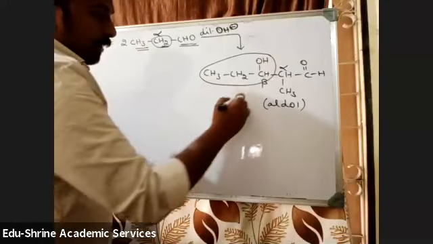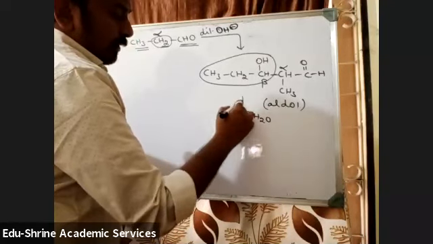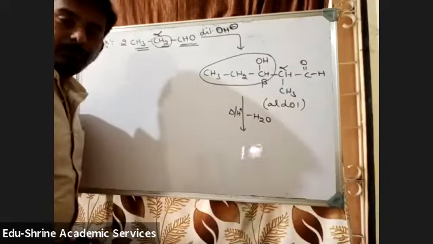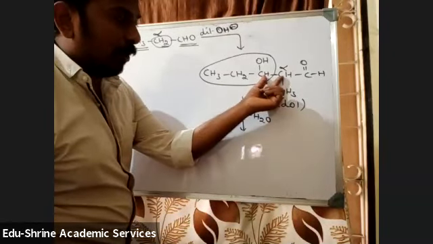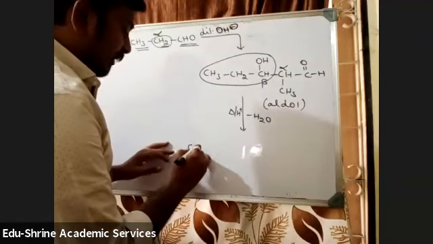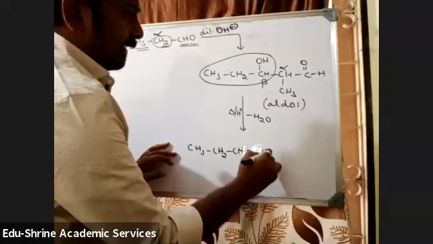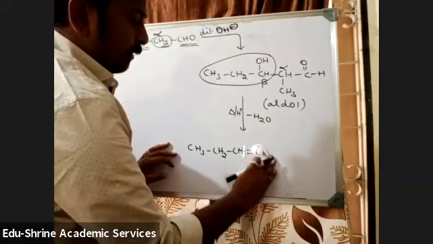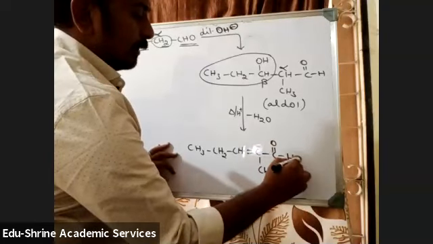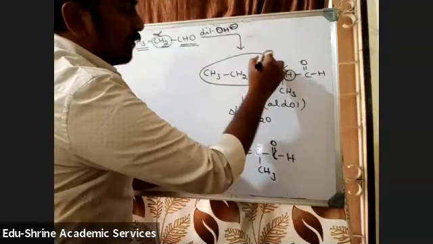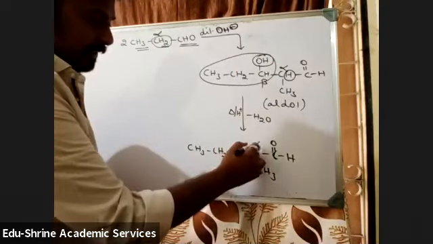This is an aldol. So next, on heating, water molecule will be lost in the presence of an acid. Water molecule will be lost from this side carbon atom. So here you will get a double bond. So you will get CH3, CH2, CH double bond CH, CH double bond C, CH3, C double bond OH. Hydrogen from here, OH from here will be lost as H2O. So you get this compound. You can see this is alpha and this is beta.